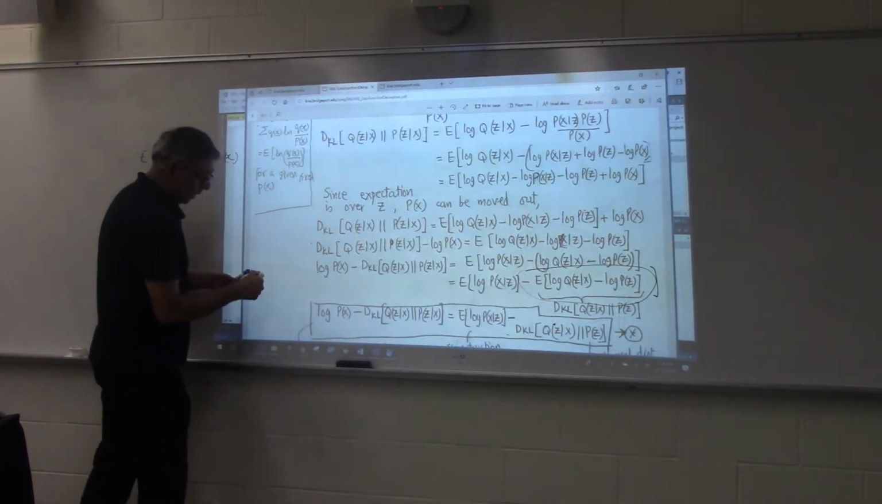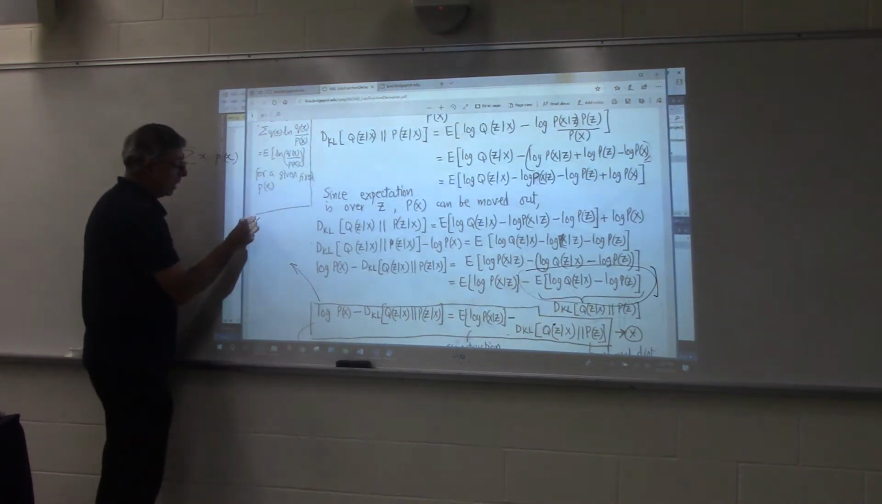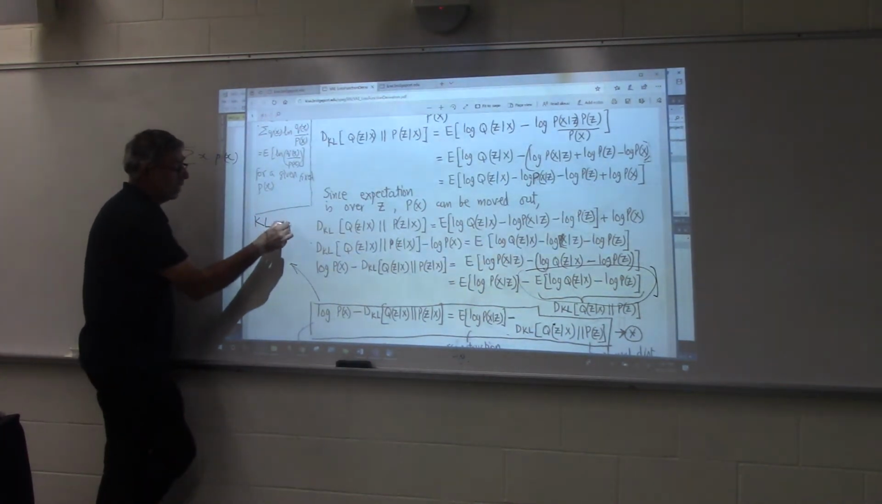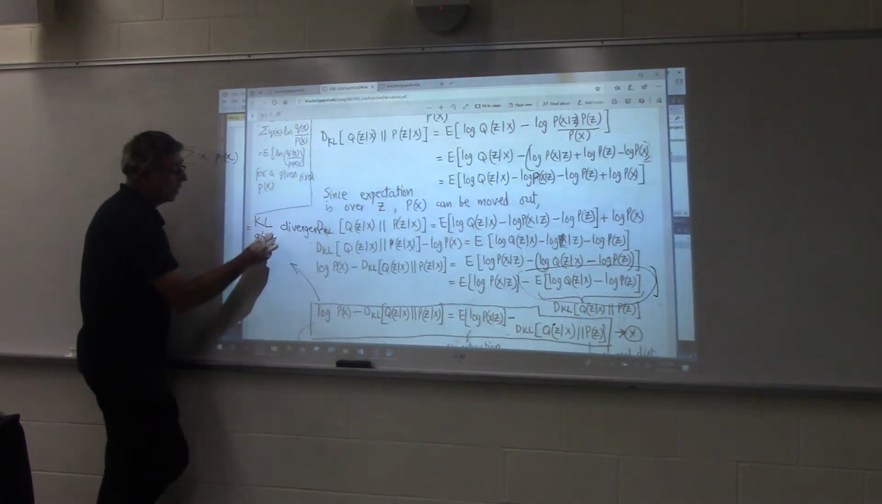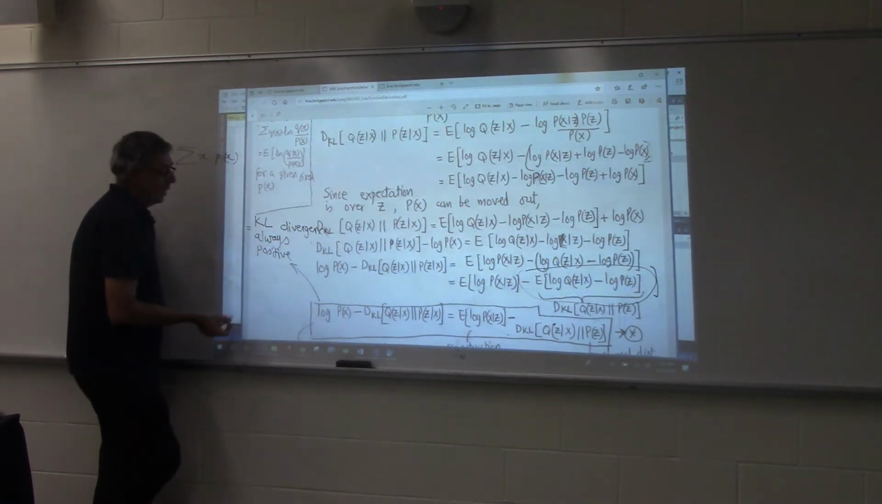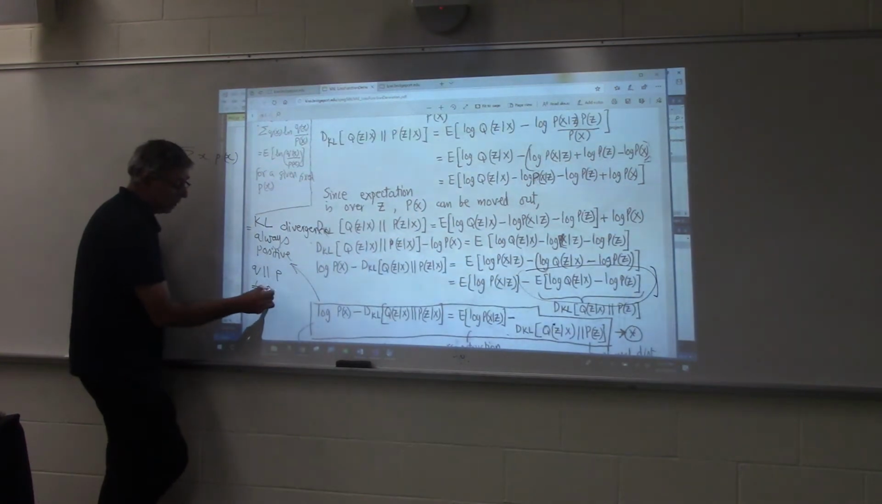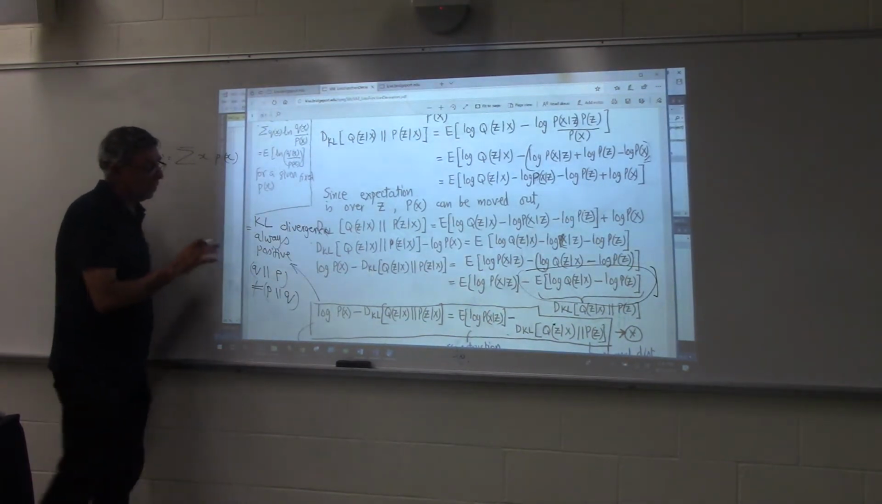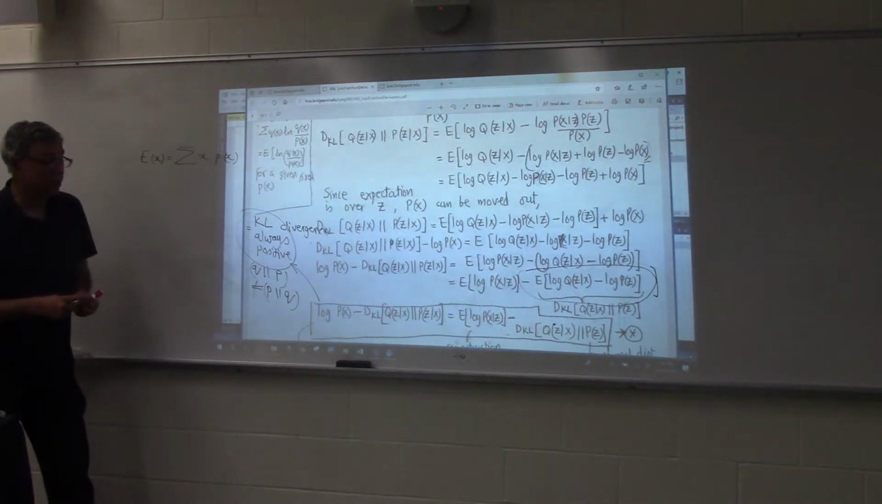Okay, now let me show you a couple of interesting properties. We talked about it last time, but let me refresh your memory. KL divergence between two distributions, first of all, is always positive. And also it is not symmetric, meaning the KL divergence between Q and P is not equal to the KL divergence between P and Q. So it's asymmetric. But for right now, all we care about is the fact that this is always positive.